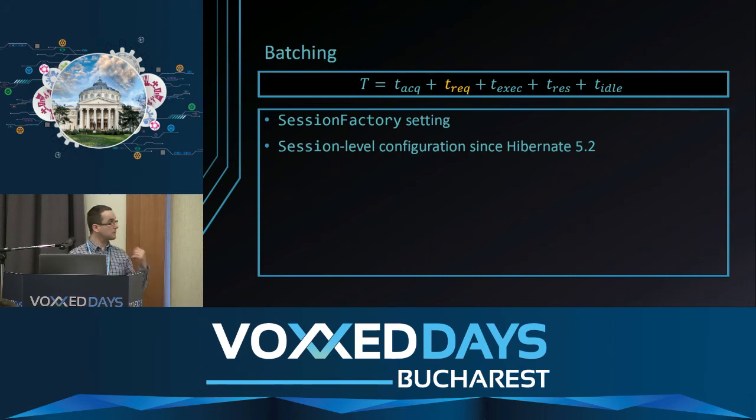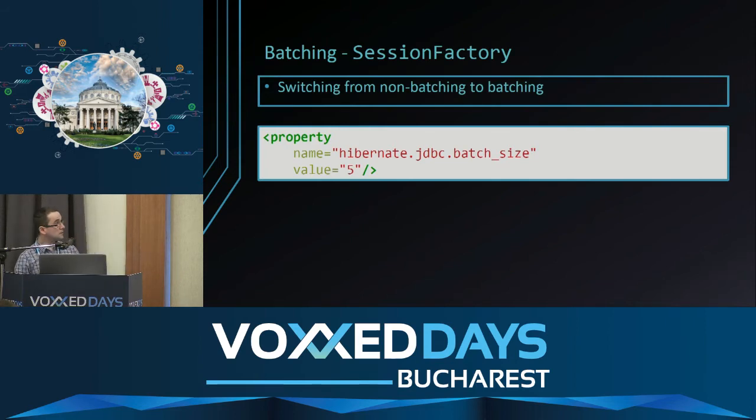So you have two things. One is a session factory setting, which applies to every session, and then you can override that on a per session basis. That's available since Hibernate 5.2. For instance, if you want to have a global configuration, you can set this property, and then every operation can benefit from batching.